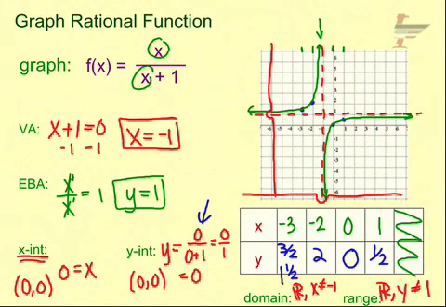So there's a graph. That was under 5 minutes. So once we get the hang of these, they don't take 20 minutes to do just one. The more you practice, the faster these will go.